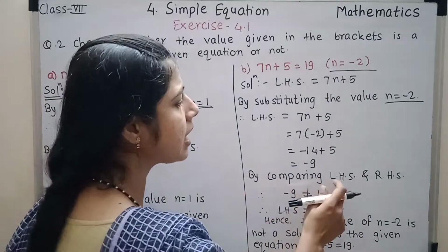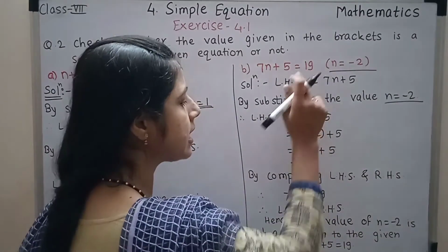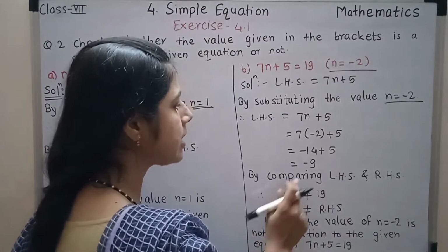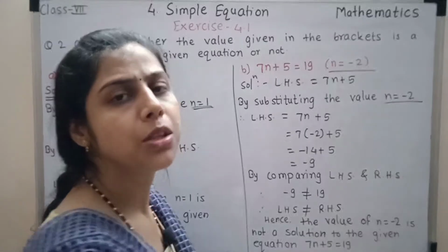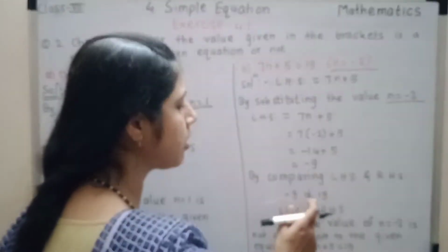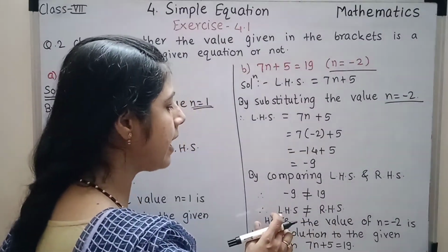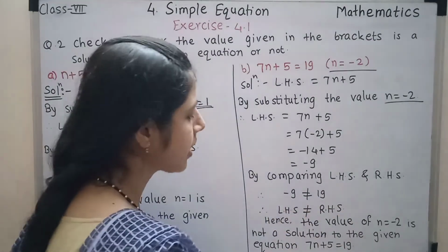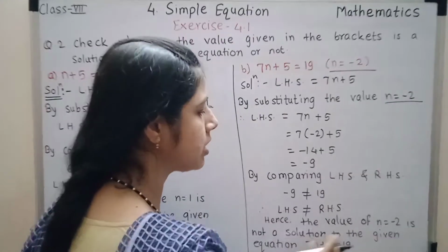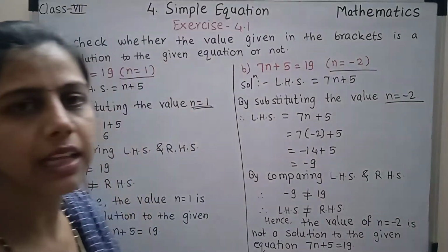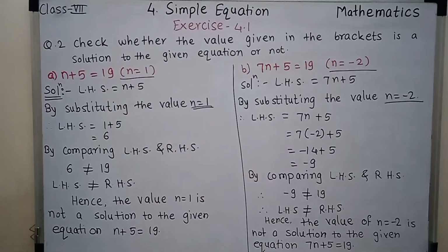By comparing the LHS and RHS, RHS कितना दिया है यहाँ पे, 19 दिया है, and LHS what we have calculated, -9. So -9 equal to 19? No, obviously not. So -9 is not equals to 19 and hence what do we get, LHS is not equals to RHS and hence the value of the n equal to -2 is not a solution to the given equation 7n plus 5 equals to 19. Okay, so take the equation and solve by yourself and just then check the answer.